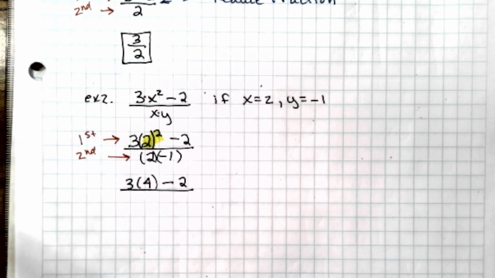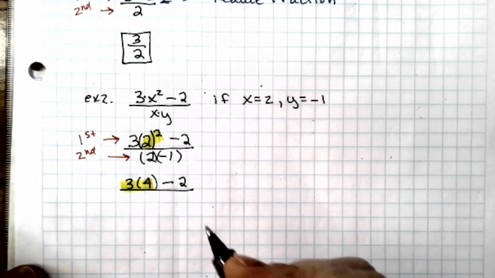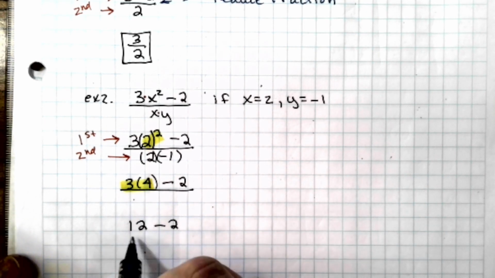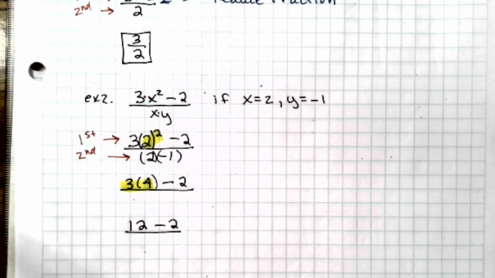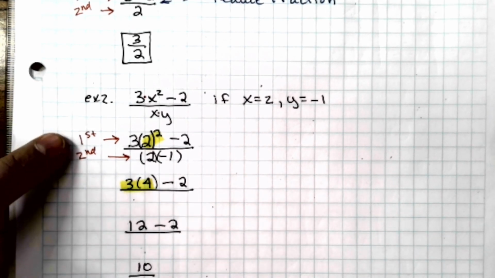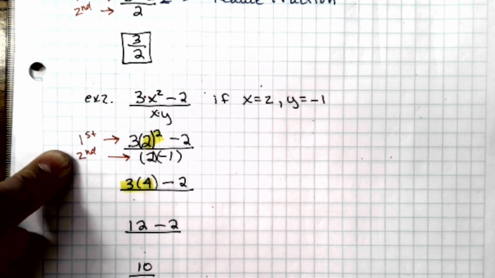So still on the top, after exponents comes multiply. We're going to do 3 times 4, which is, skip 2 lines, 12. And then the last thing you always do is add, subtract. 12 minus 2, skip 2 lines, is a 10. We're done with the top. That's first. Now we're going to do the bottom.